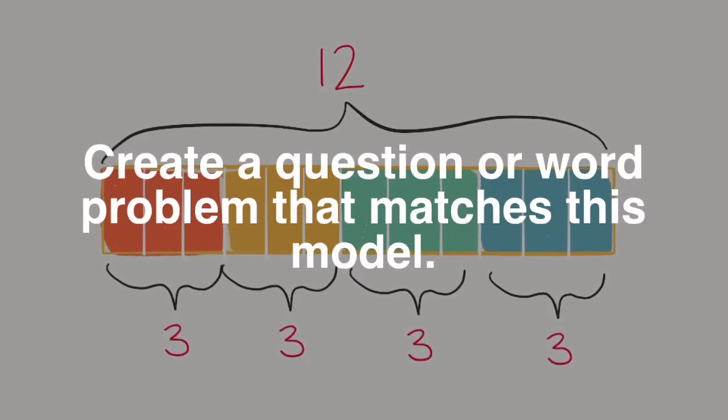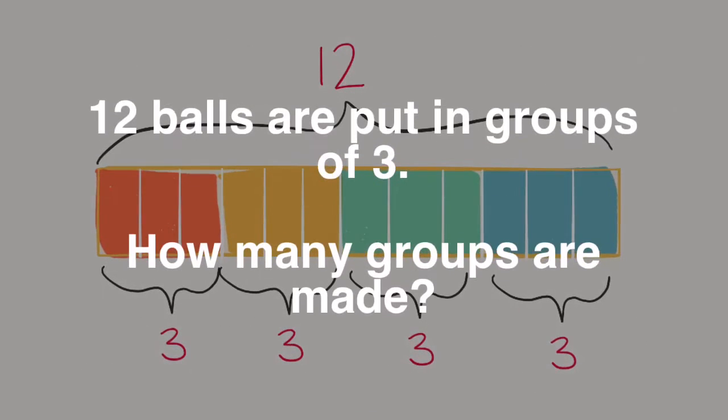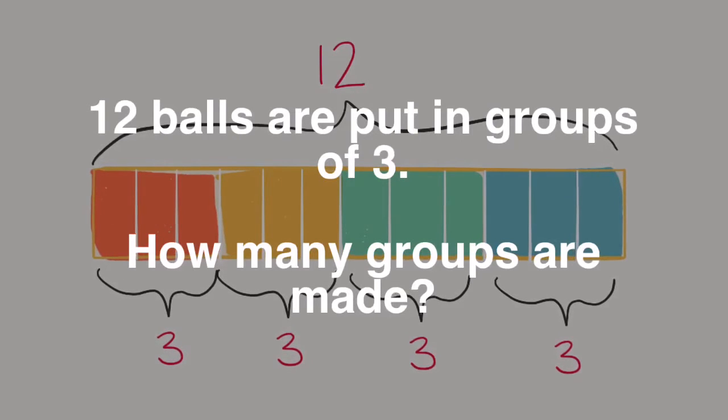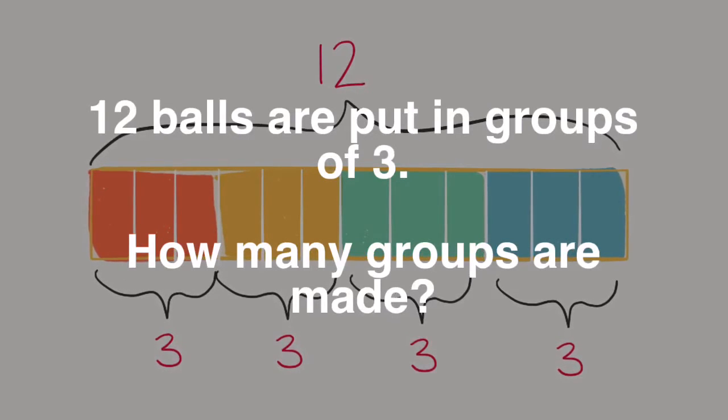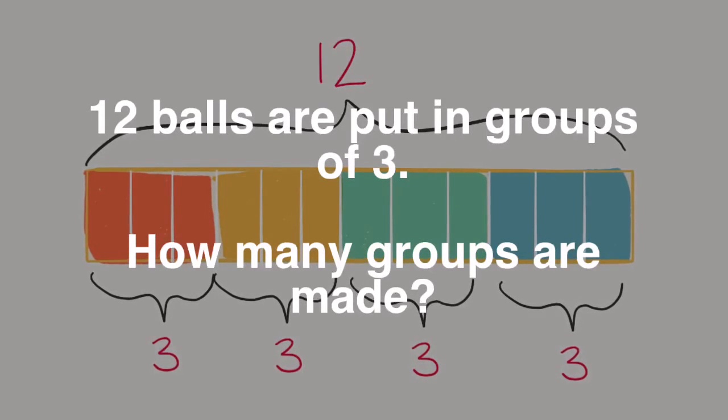Take a look again at the way that we first did this division problem with measurement division. I want you to write a question or a word problem that matches this kind of model. I came up with 12 balls are put in groups of 3. How many groups are made? You see, within that question, I'm asking how many 3's are in 12. The answer, of course, would be 4.